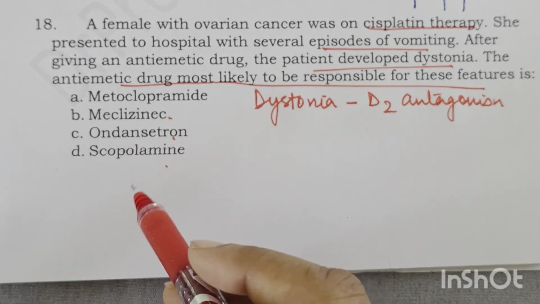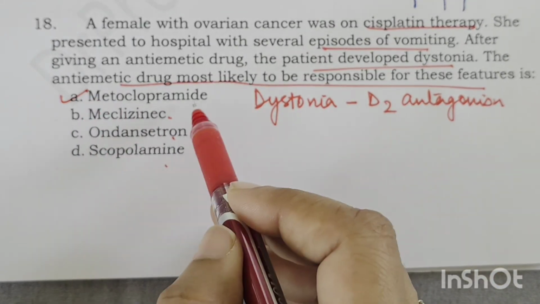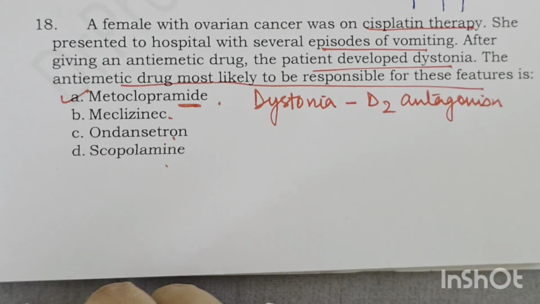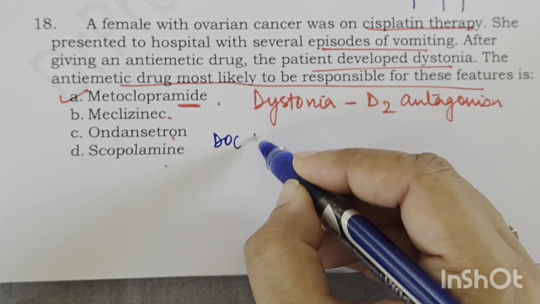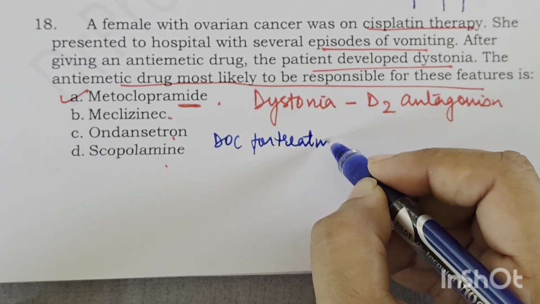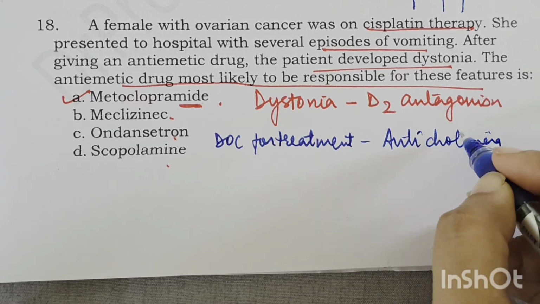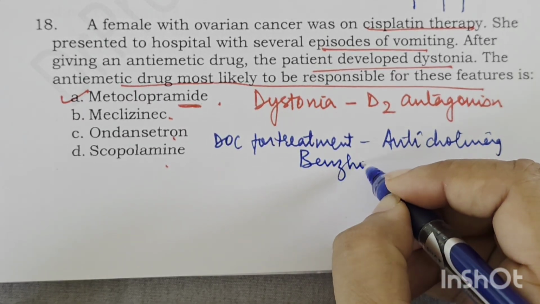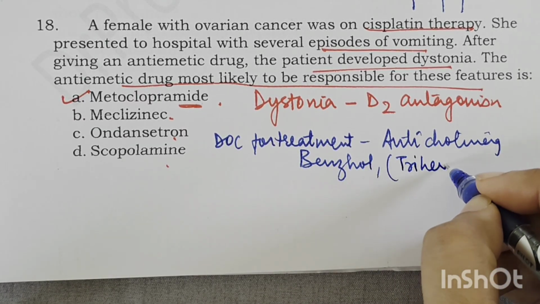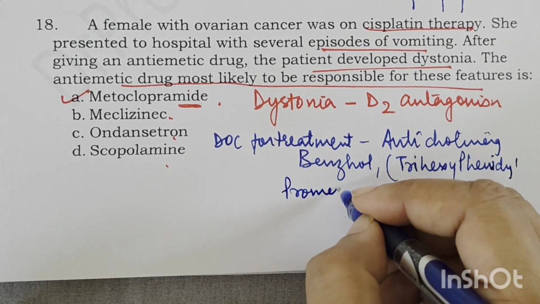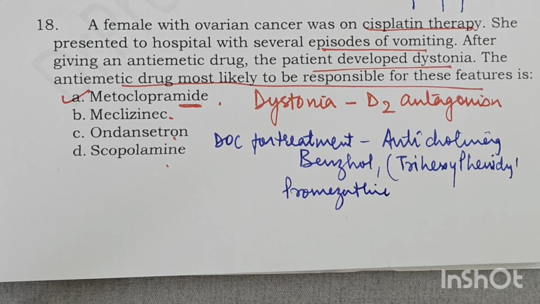Now out of all these drugs, the drug which caused dystonia is metoclopramide because it is having an action on D2 receptor and it is a D2 receptor antagonist. So now what will be the drug of choice for treatment of dystonia? So treatment of dystonia, you will do anticholinergic drug like benzhexol, which is trihexyphenidyl, promethazine. This can also be used as an antidote.